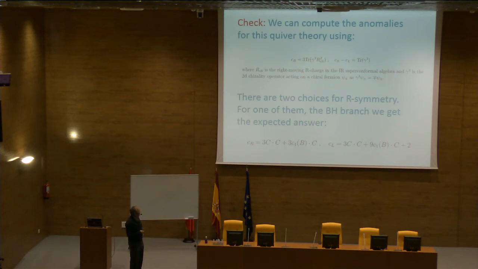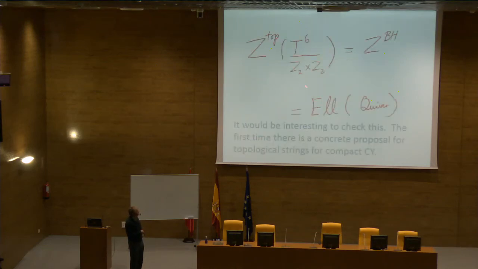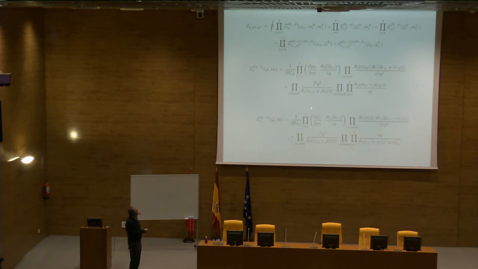And in particular, if you compute the elliptic genus using these formulas for the corresponding quiver gauge theory, you will get that the prediction will be that the elliptic genus of this quiver will give you the topological string on T6 divided by Z2 times Z2, which is the partition function of the black hole. And there are these concrete formulas one can write down, because since these are quivers, you can actually explicitly write the elliptic genus. Well, there are some complicated integrals you need to do, so even though this looks in some sense closed form, it's not trivial to do these integrals necessarily, but at least there's a closed form for it.